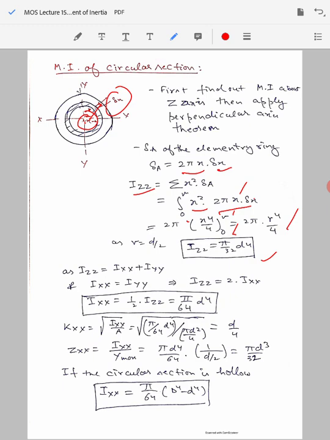Now let's recall our perpendicular axis theorem, which says that Izz is equal to Ixx plus Iyy. Because this is a symmetrical figure, the moments of inertia about the x-axis and y-axis are both the same, so Ixx is equal to Iyy. So Izz will be equal to twice Ixx or twice Iyy. From this you can calculate Ixx, which is half of Izz, given by pi by 64 d to the power 4. So for a circular section, the moment of inertia about the x-x axis or even the y-y axis is the same, equal to pi by 64 d to the power 4.